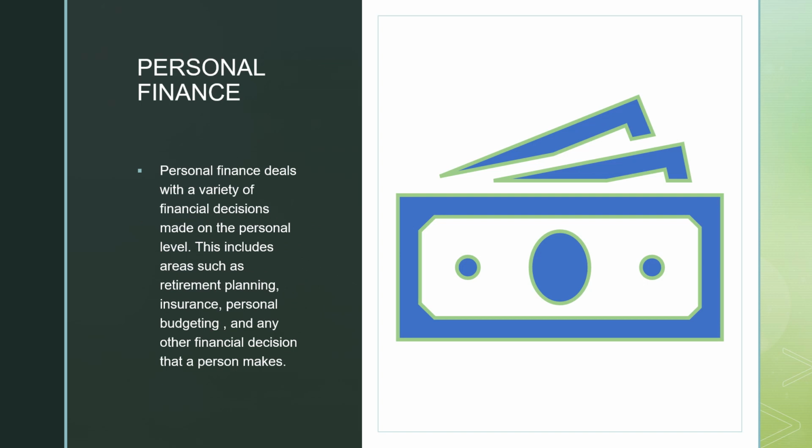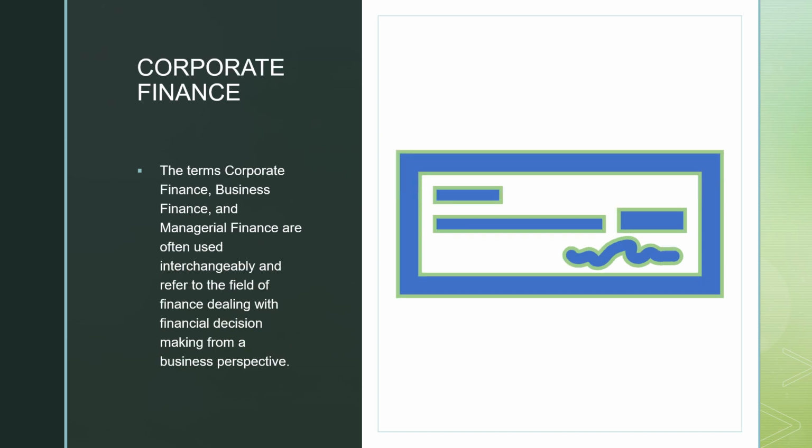When we say personal finance, it deals with a variety of financial decisions made on the personal level. This includes areas such as retirement planning, insurance, and personal budgeting. While personal finance is not the primary topic of this course, it is an important issue for everyone and overlaps with many of the main themes that we'll talk about in this class. Due to its importance and overlap with the primary focus, we will spend a fair amount of time this semester discussing personal finance issues. The common career path associated with personal finance is the financial advisor and planner.